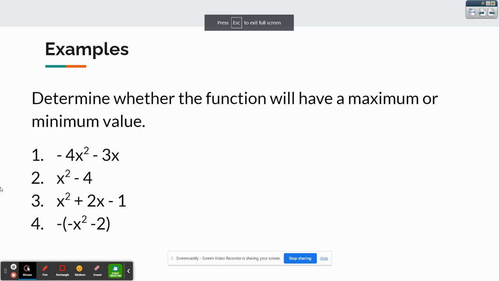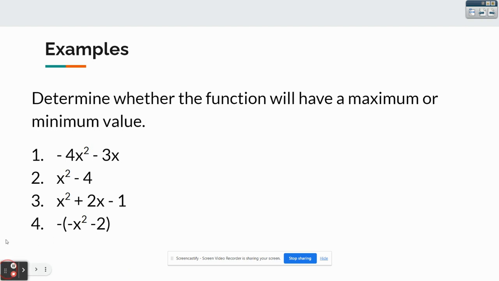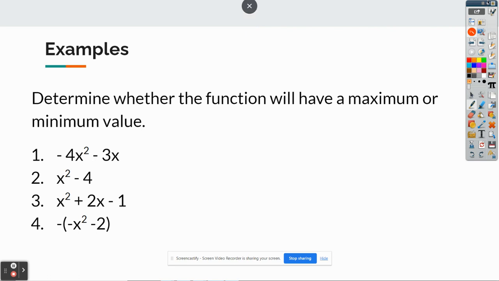All right, here we are, back at it again. So I just want to go over a couple examples for the maximum and minimum values that you learned about in the book. So here's just a couple of examples of equations, and we are just determining whether the function is going to have a maximum or minimum value.